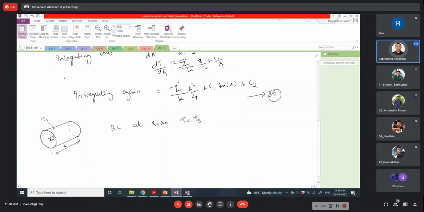Here we can see that there is no second boundary, since we are talking about the radial direction. But we can have a second boundary condition at the center. Can anyone tell me what condition we can give at the center?